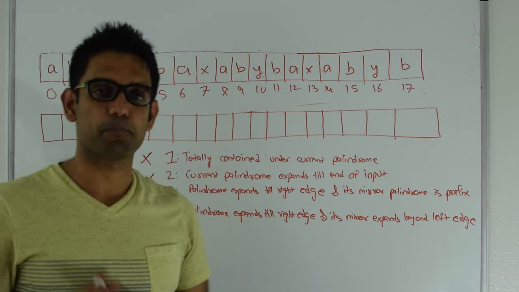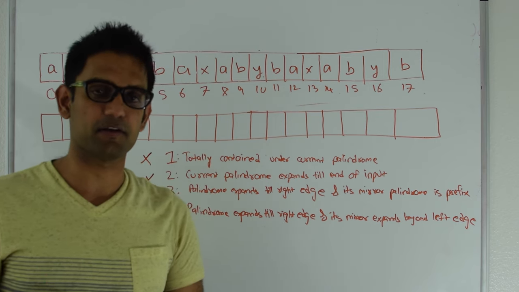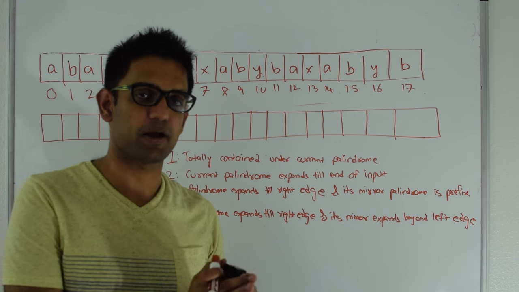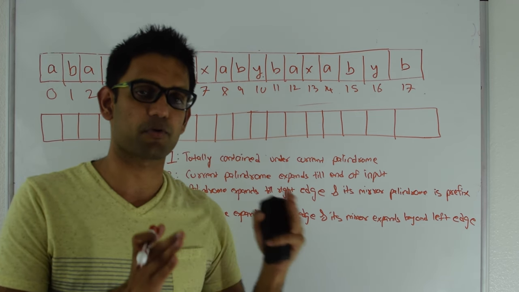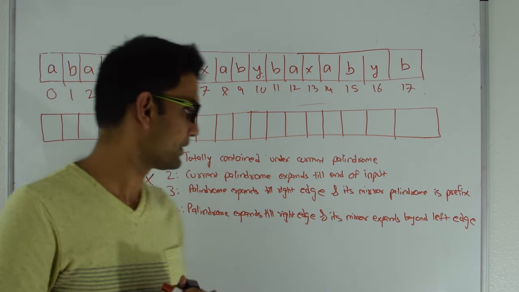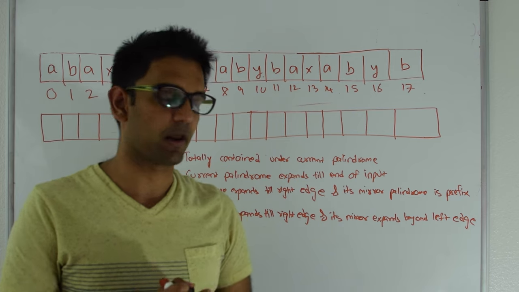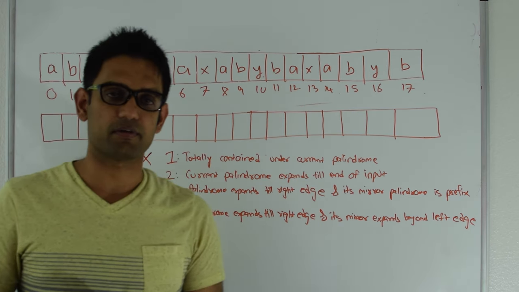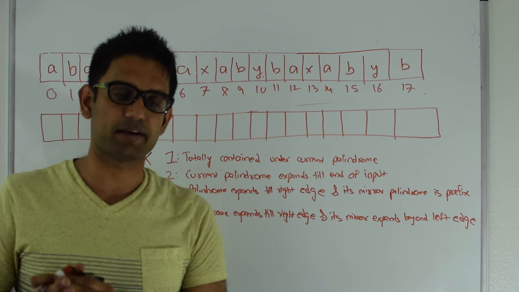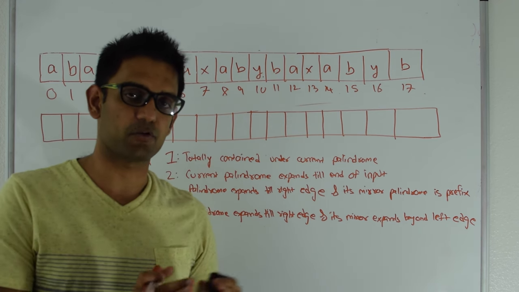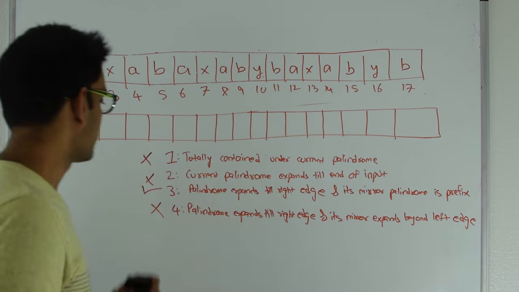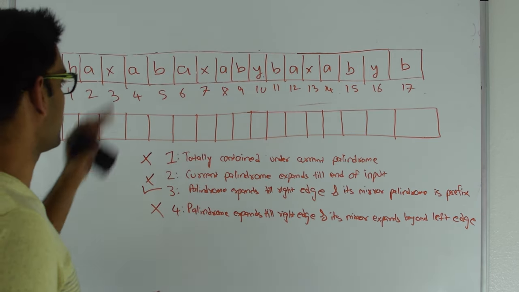Case 3 is, pick a character as a center if it expands all the way till the right edge and its mirror palindrome expands all the way till the left edge. Basically, it's a proper suffix of the current palindrome, and its mirror is a proper prefix of the current palindrome. And case 4 is, do not pick a character as a new center if it expands all the way to the right edge, but its mirror palindrome expands beyond the left edge. Basically, it's not a proper prefix.